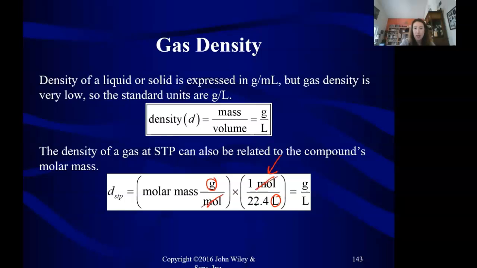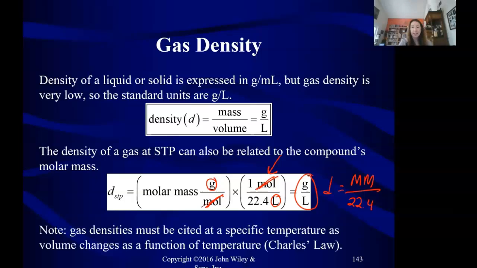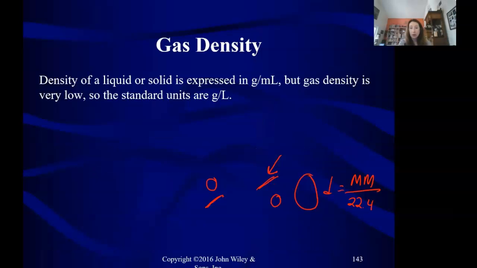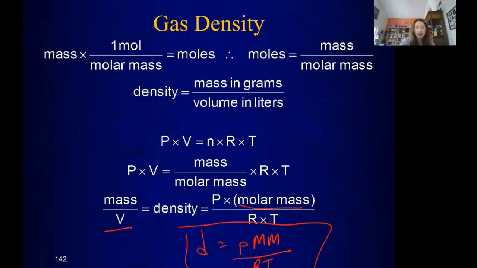Moles cross out. So density at STP ends up being molar mass over 22.4 liters. And you can see how that works because the moles and moles cross out and we end up with density. But again, this is only at STP. If it's not at STP, you have to use the long one, which is right here. Okay, if it's not at STP.